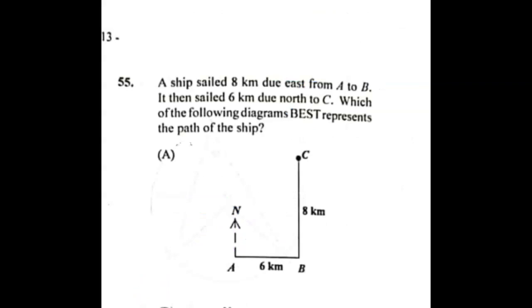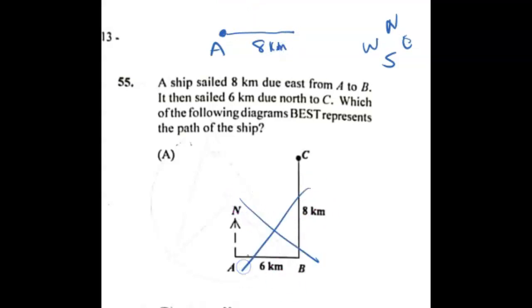Number 55 now, it says a ship sailed 8 kilometers due east from A to B. Now this is just the option for A because I can't fit all of them at the same time. So if I have a point A, from A to B, it went east. So there's north, south, west, east, right? So that means it'll be 8 kilometers this way. Right, so obviously it wouldn't be this one. And then it sailed north 6 kilometers. So then it went up by 6 kilometers to C here. So here would be B. So let's look and see which one gives us the best solution that matches this one.